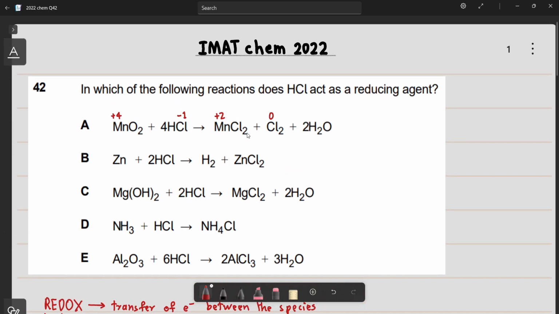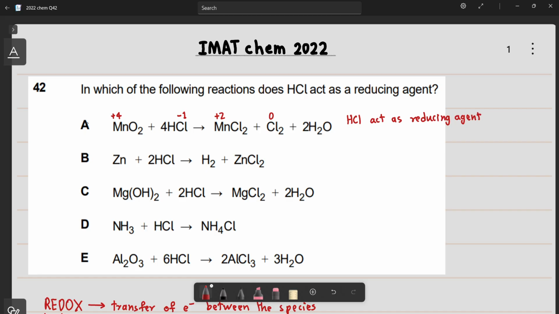The other species that got reduced is manganese, because it has its charge reduced, meaning it has gained 2 electrons, with its charge reduced from +4 to +2. And for this hydrogen chloride, the oxidation state on the chlorine atom goes from -1 to 0. So it has lost an electron. Therefore, HCl in this reaction acts as a reducing agent.